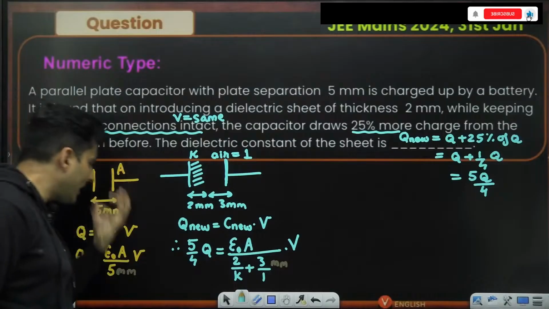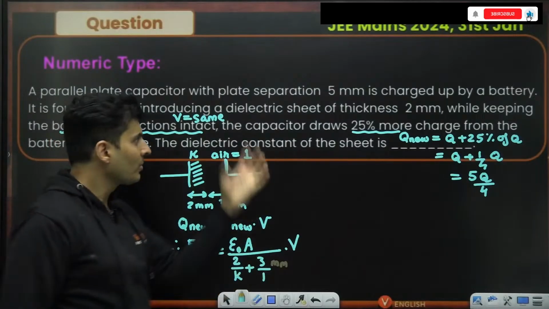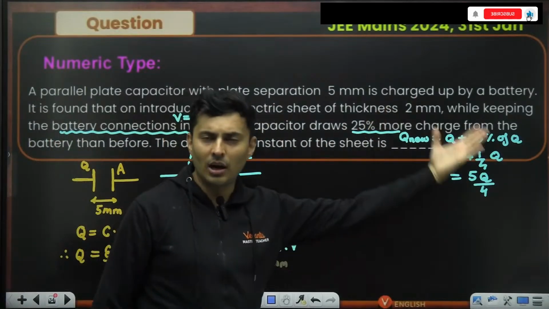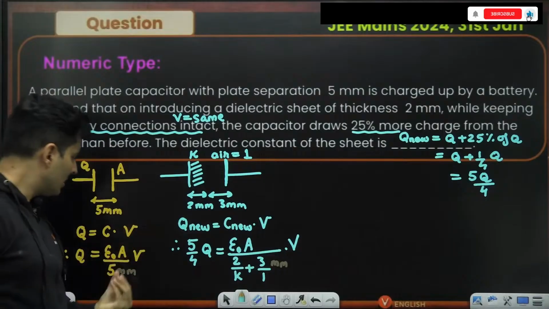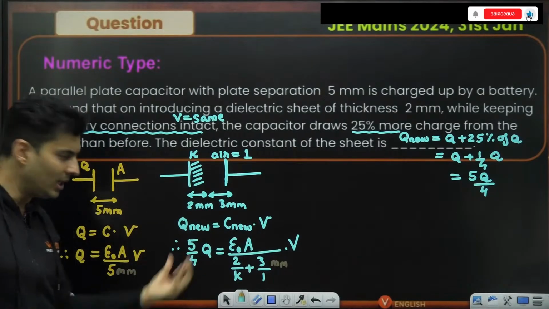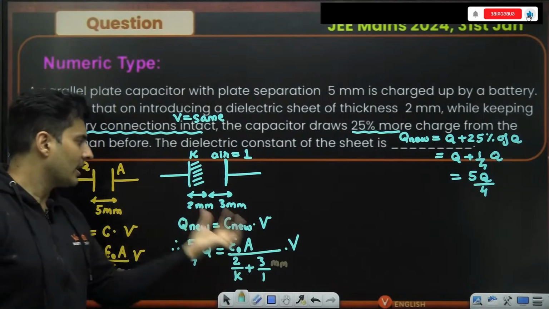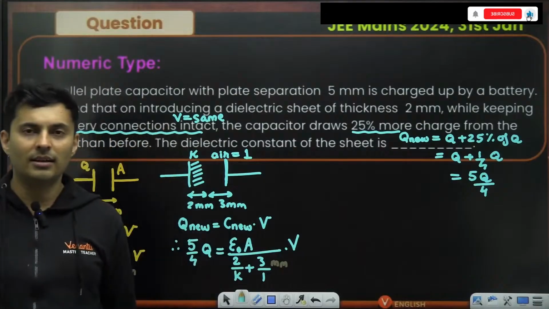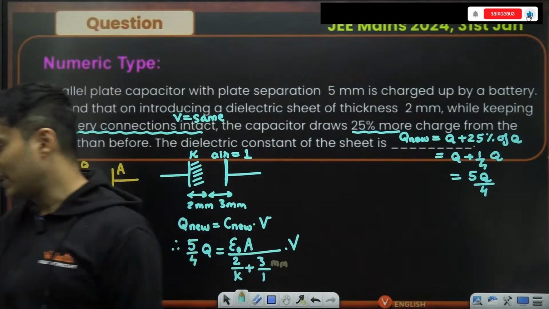It's just about identifying the two scenarios. See what is same, what is changing, how it is changing, by how much it is changing. Writing Q is equal to CV formula and also using the capacitance of a partially filled dielectric formula. Rest is maths.